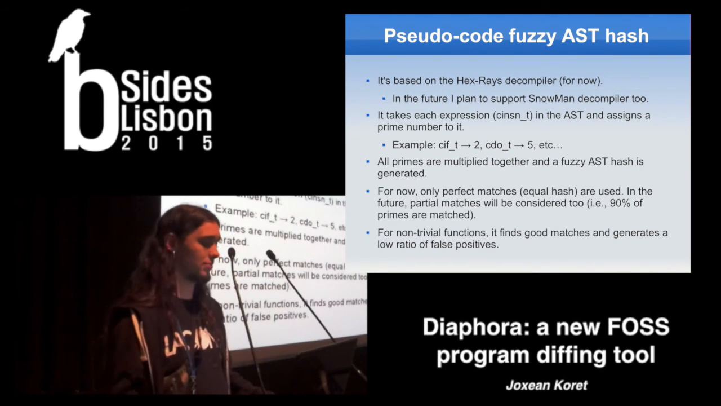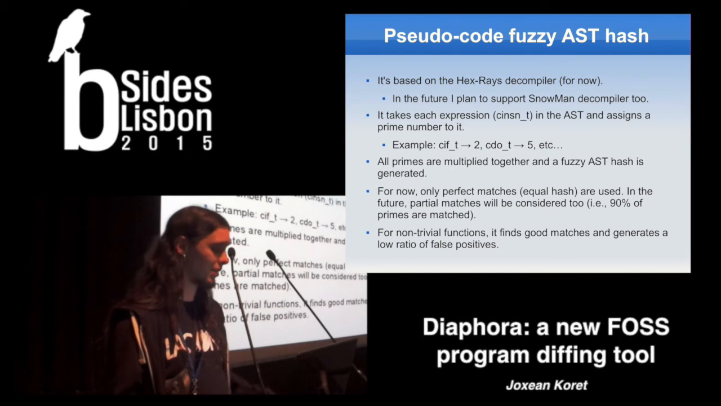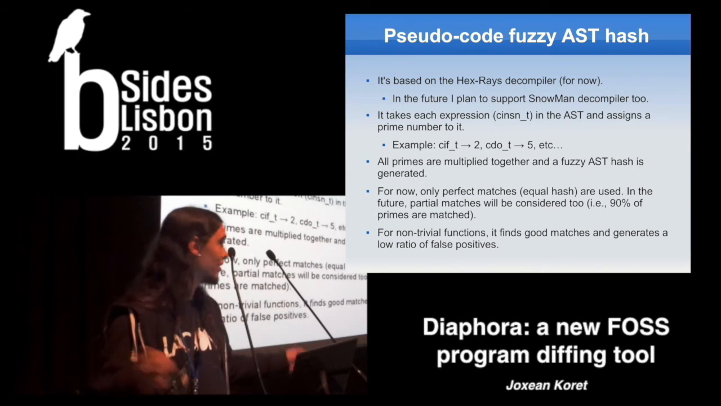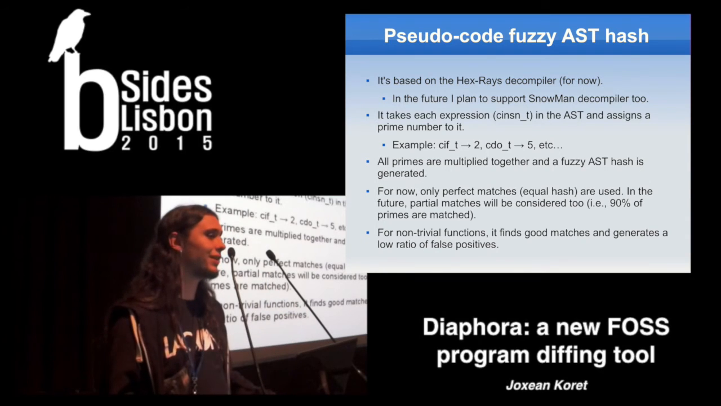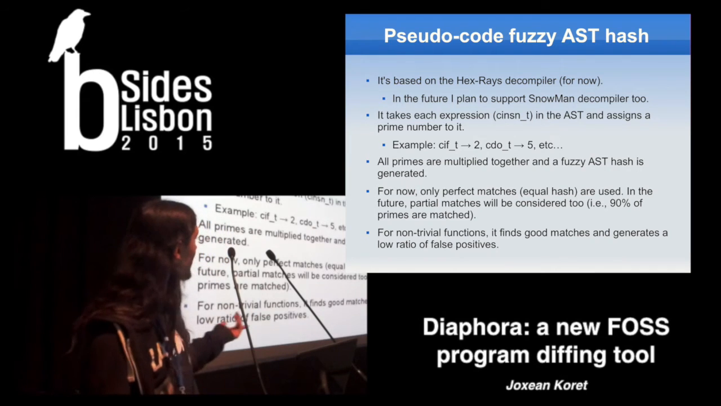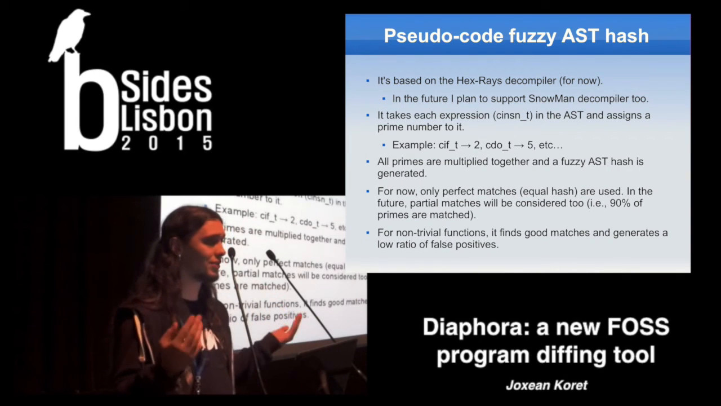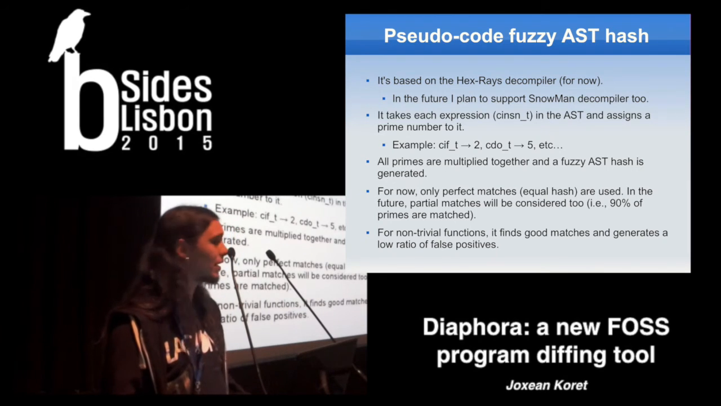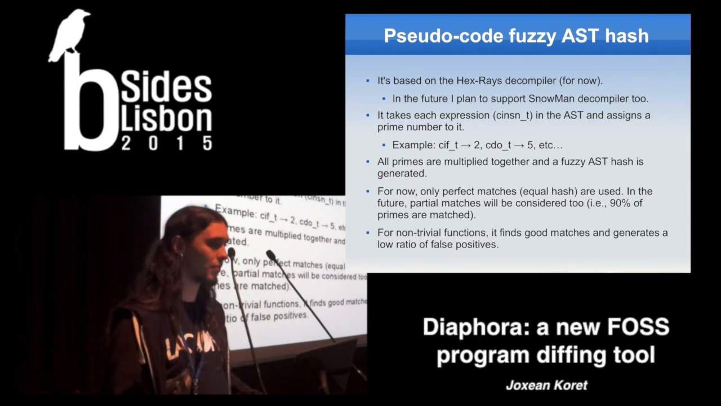In the future, I will also consider partial matches, where not all the primes are the same, but say, I don't know, 90% of them are actually the same. For non-trivial functions, I mean for big functions, functions with a good number of instructions, it really finds good matches.